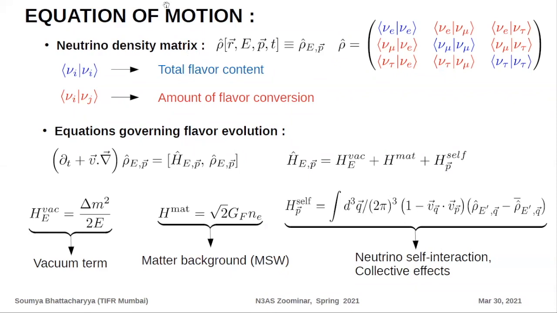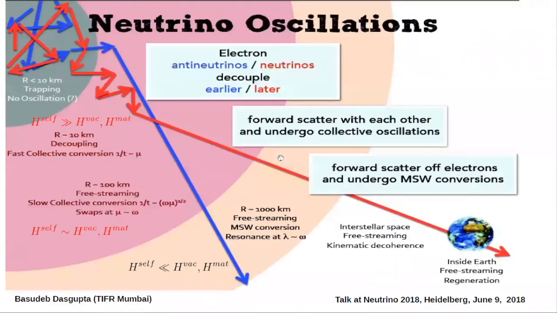One can see this self-interaction term has a coupling, and it's also non-linear. Due to this term, the equation of motion is non-linear, which makes the problem quite challenging and non-trivial. This coupling due to the integral, and also the extra rho inside the H self, makes the system a non-linear equation of motion. So due to this Hamiltonian, the neutrino oscillations seen in this environment have different parts in them.